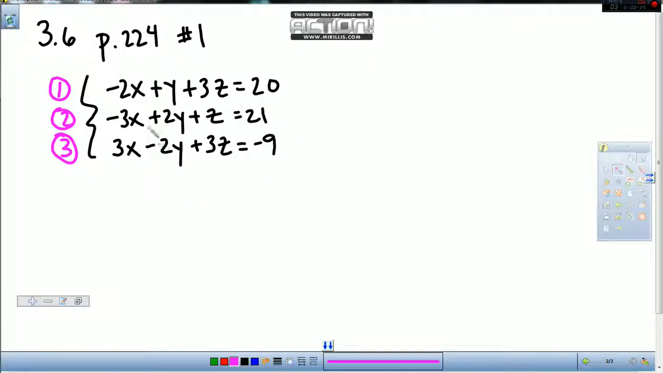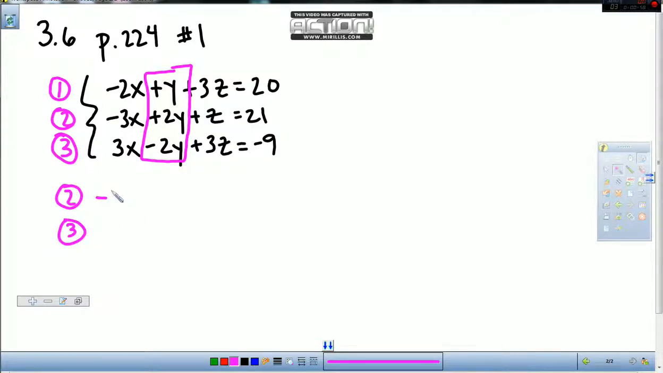I'm going to look over my variables and choose 2 equations to use the elimination method with to cancel out a variable. Looking at the coefficients, I notice my y's have a nice pattern where it's going to be really easy to cancel these 2 y's out by adding the 2 equations together. So that's what I'm going to do. I'm going to pull down equations 2 and 3.